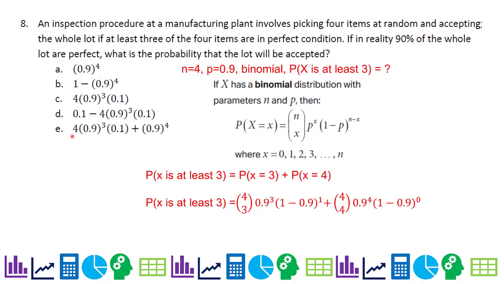So that's why you don't have a number in front of here. And that's why you have a 4 there. And then this part kind of matches on the front. You have 0.9 to the third and 0.1 to the 1. Then you have 0.9 to the fourth. Remember, that's 1 again. So this is 0.9 to the fourth, and anything to the 0 power is 1. So that is why the answer is E.